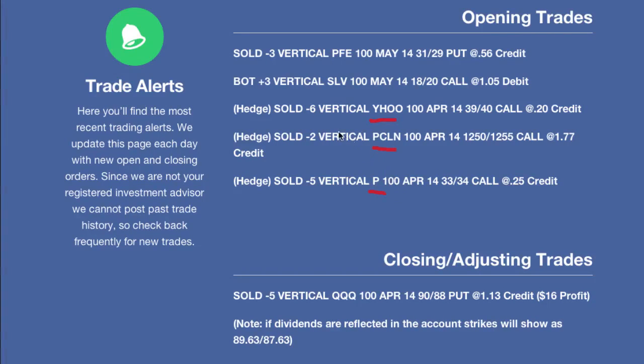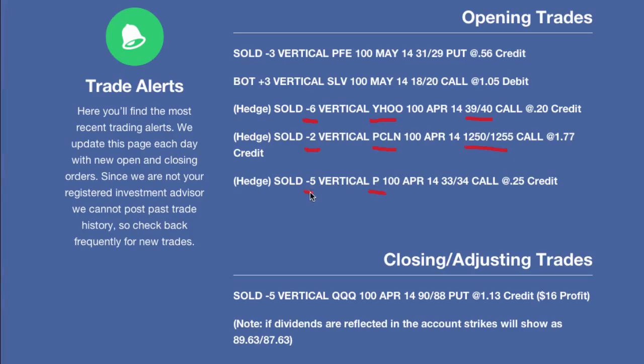So again, I'll say that again, by corresponding the number of contracts that we sold. If we were short 6 vertical put spreads in Yahoo, we went ahead and sold 6 vertical call spreads. And the width of the strikes. If we were short a $1 wide strike, you want to be short a $1 wide strike on the call side. Same thing with Priceline. We were short 2 put spreads, so we sold 2 more of the call spreads.